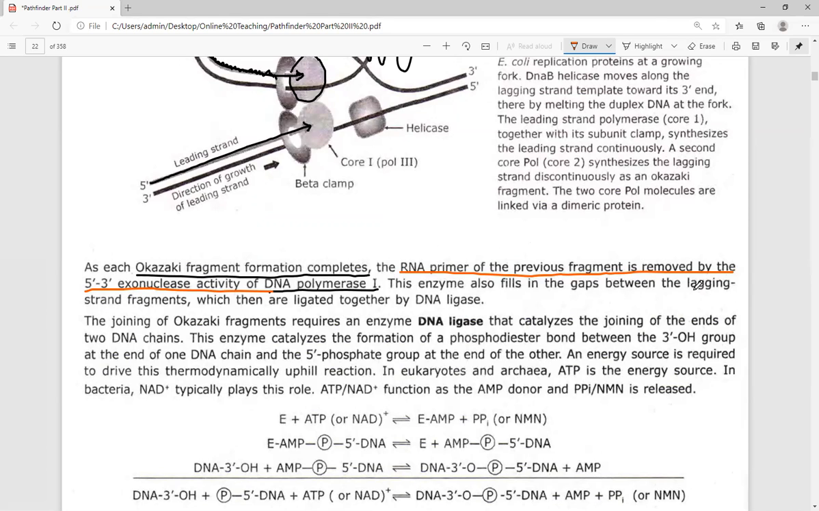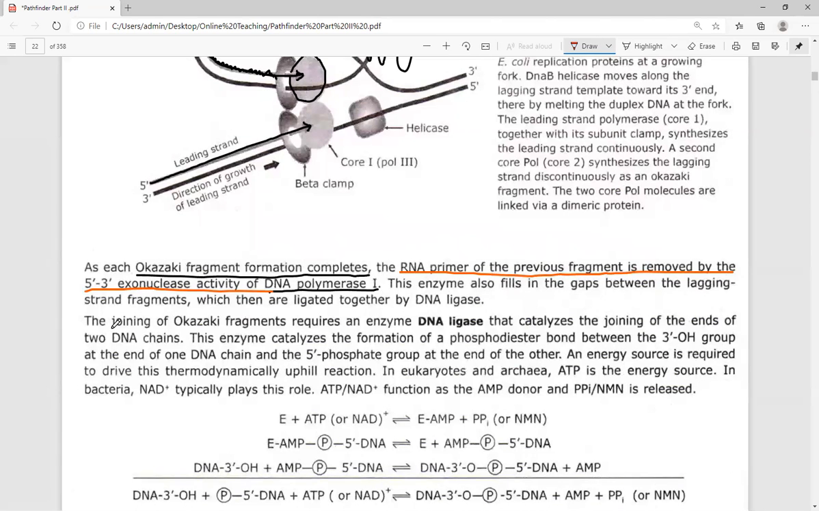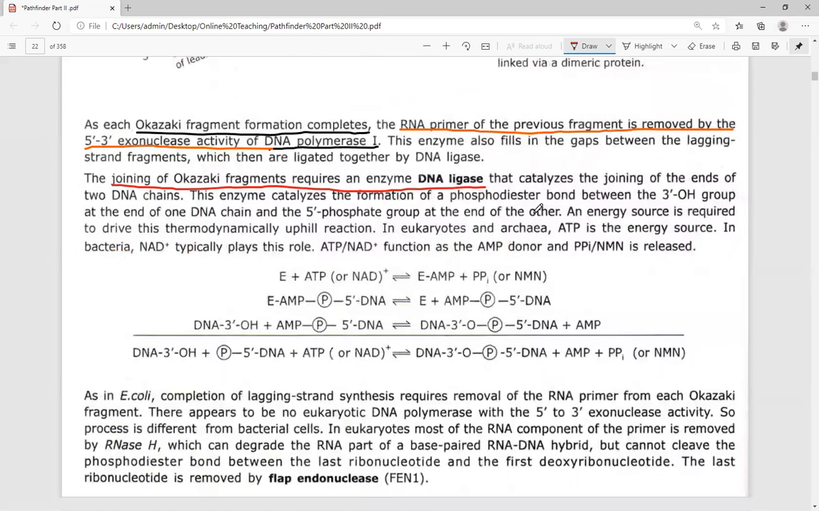The enzyme also fills in the gap in the lagging strand, which is then ligated with the help of DNA ligase. The last enzyme that is going to be functional is referred to as the ligase. Ligase is going to join the Okazaki fragments together with each other. Joining of the Okazaki fragments requires an enzyme, referred to as the enzyme ligase.